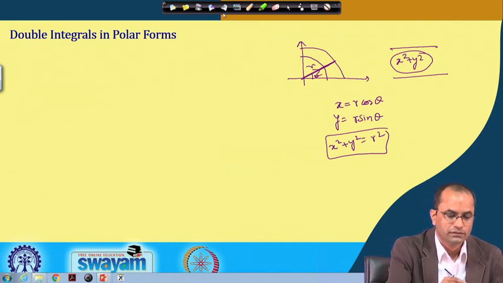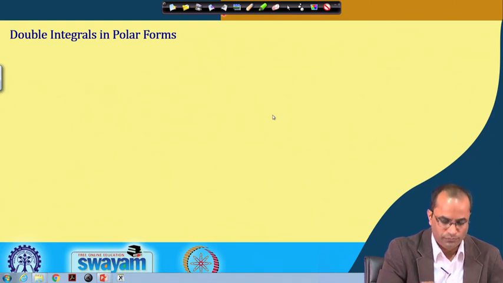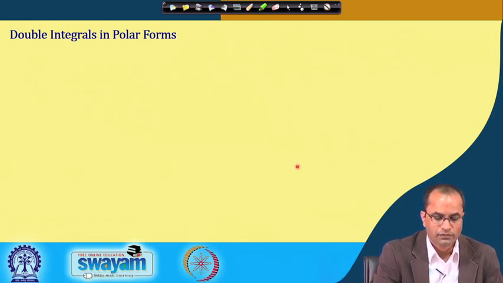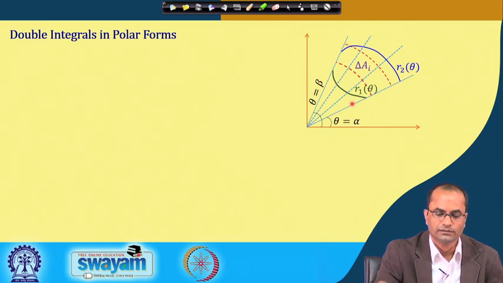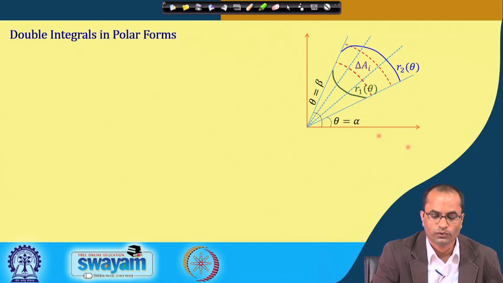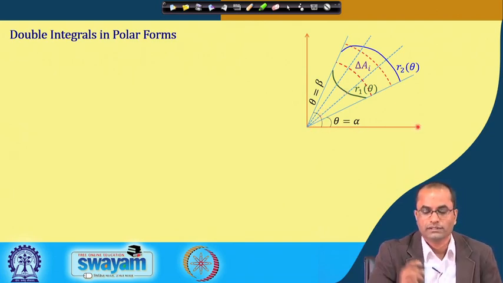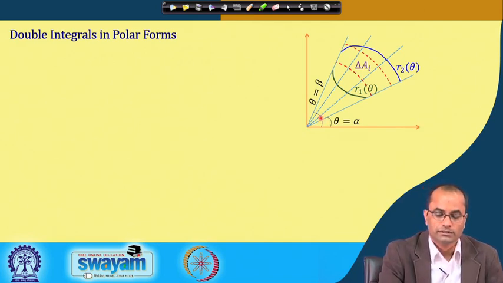So, let us discuss now. Suppose we have this situation here. The domain is bounded by this curve, r 1 theta, which is a function of theta, and another curve, r 2 theta, which is also a function of theta. So, we are talking about polar coordinates. The distance from the origin to this point will be r and the angle from the theta equal to 0 axis will be theta.